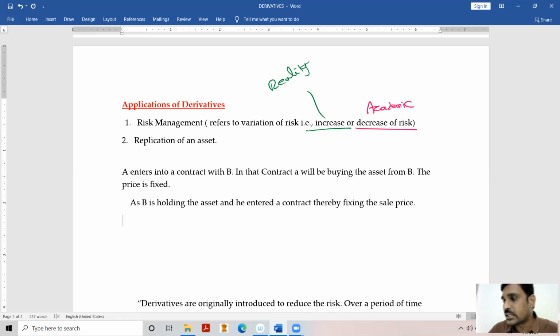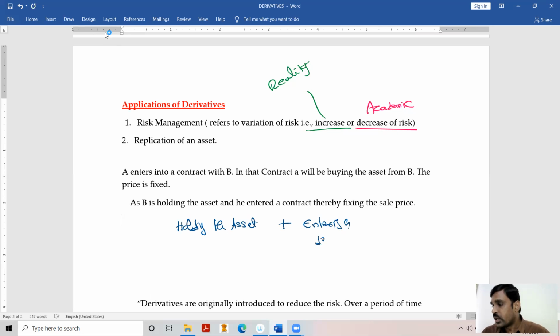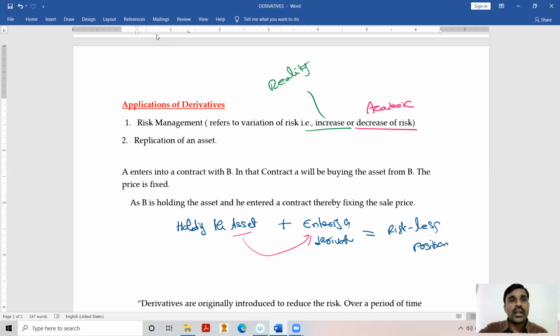So holding the asset plus entering a derivative is equal to a riskless position, because whatever the risk in holding the asset, I have removed that risk by entering a derivative. Therefore, I ended up with a riskless position. Since I have only a riskless position, I will be entitled only to the risk-free rate of return. B cannot command a premium price from the other party because B has avoided the risk.